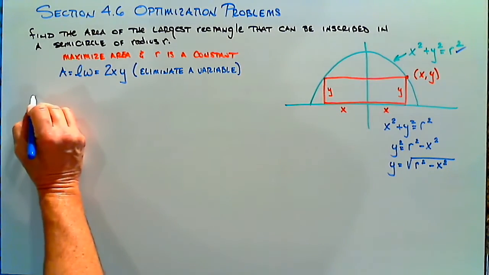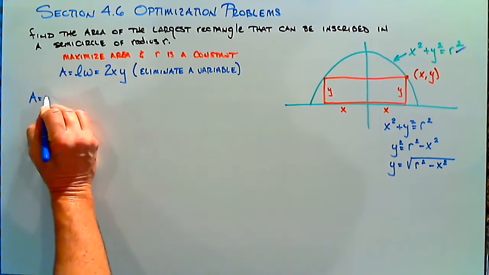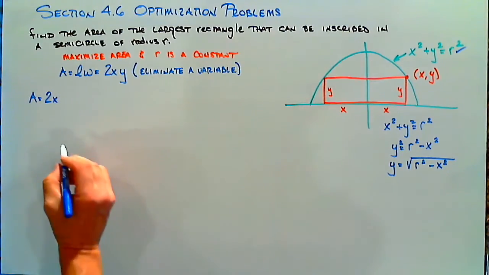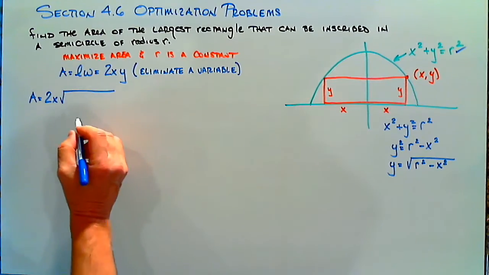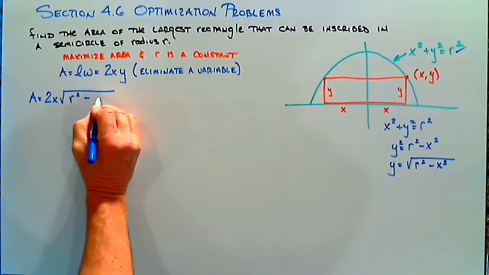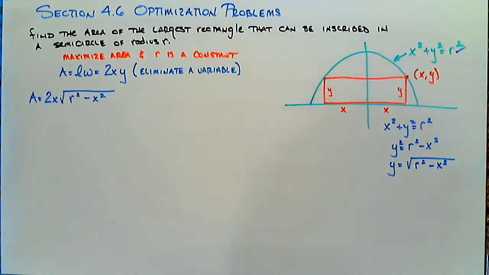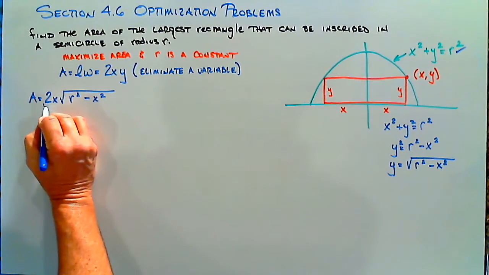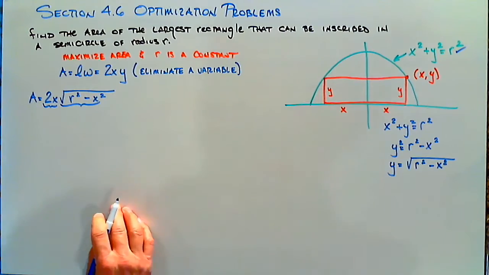We're going to come over here and say, okay, area is equal to 2x times y, and for y, we ended up with the square root of r squared minus x squared. As much as we'd like that square root not to be there, it's there. We're going to deal with it. We're going to take the derivative, and work out what the derivative of this is. How are we going to find the derivative? Well, we're going to use the product rule. We have a function here, and we have another function there.